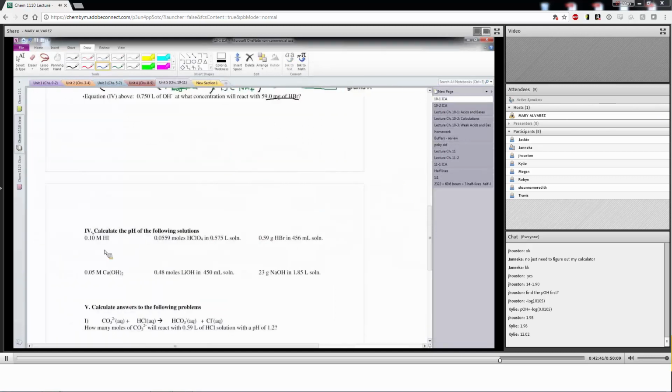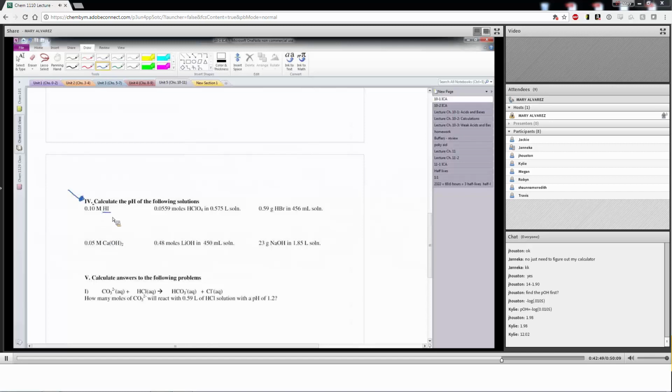Section 4 here. Sorry, let's back it up and make it simpler. Section 4 here has you calculate pH. So if I give you your concentration of your acid or your concentration of the base, you could calculate the pH directly. If I give you moles and liters, you could use that to determine concentration and then use that to calculate pH and pOH. And if I give you grams or milliliters, you can convert that to moles and liters. You can convert that to concentration and use that to calculate pH. Okay.